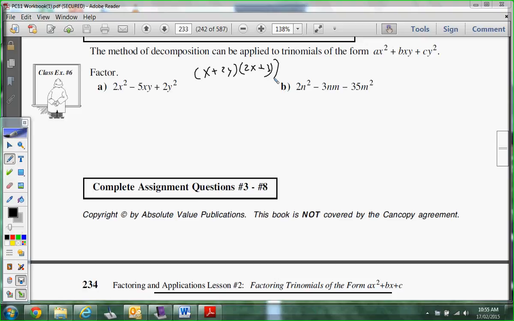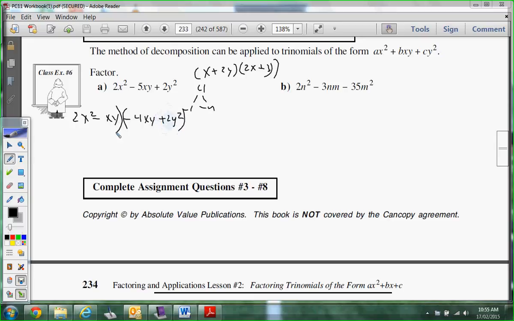What is 2 times 2? 4. So I still have the 4 here. What are my multiples of 4 that give me negative 5? Negative 1 and negative 4. So again, stay with your same rules. Don't let this psych you out because it looks harder when it's not. Because all I'm going to do now is go 2x squared. What's my middle, though? Is my middle x's or y's? It's both, exactly. It's xy's. So you're going to go 2x squared minus 1xy minus 4xy plus 2y squared.